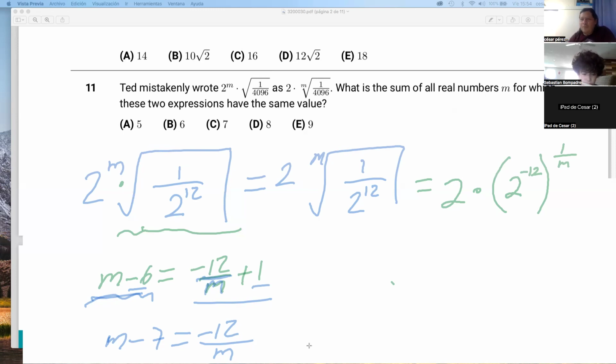Now you need to do something. We can multiply both sides by m. So we will get m times m minus 7 equals minus 12. It's very important to write every idea.